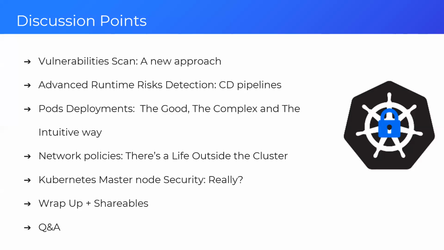The next topic is runtime risks. How can you discover runtime risks before they happen? Everybody is used to doing the CI to check for things, but what can be discovered in the CD, which can provide early detection and avoid those risks from happening in reality? The next stage is pod deployments. We call it the good, the complex, and the intuitive way, and it's about how to harden deployments of pods without sacrificing security and without going into too many complex configurations. That's another challenge. We want to show you how you do it.